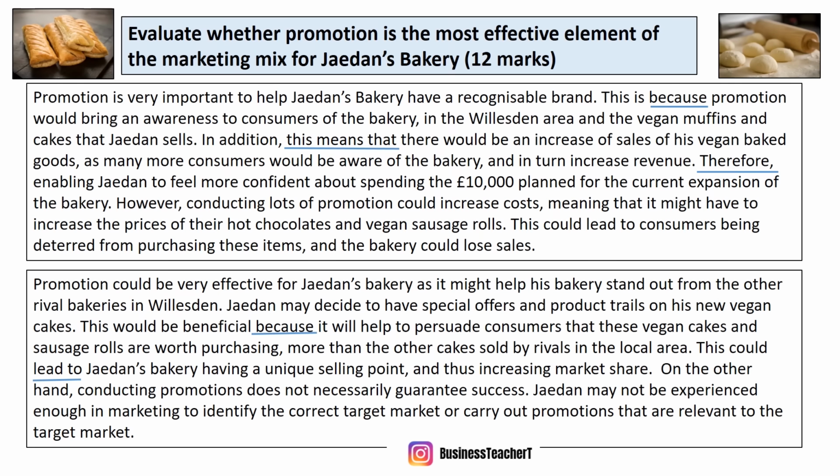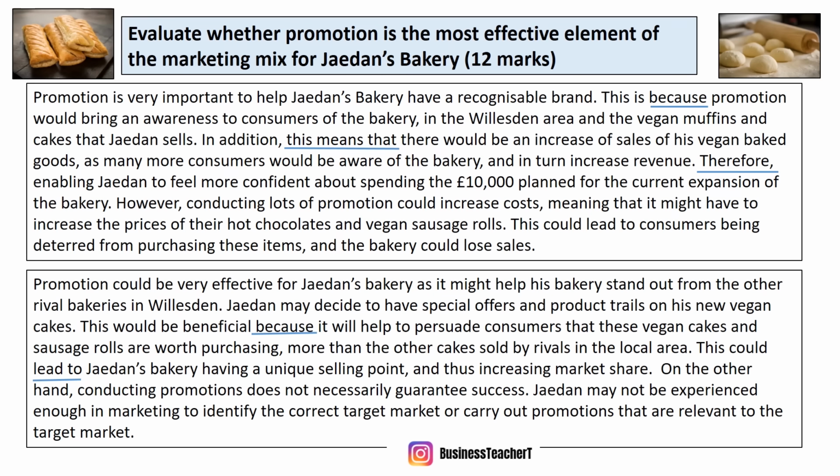I've underlined the 5 linked strands so you could just see it straight away. You will also be able to see when we're reading it through, consistent application to Jaden's bakery, the area that he's in, also how much money he wants to spend in regards to expanding the bakery. So you will see consistent application, and that's what examiners are looking for also.